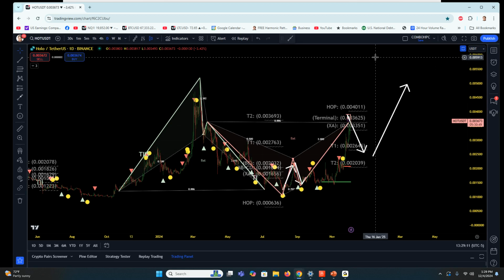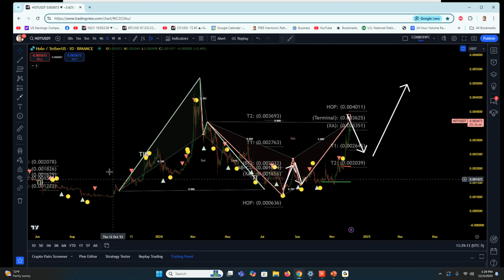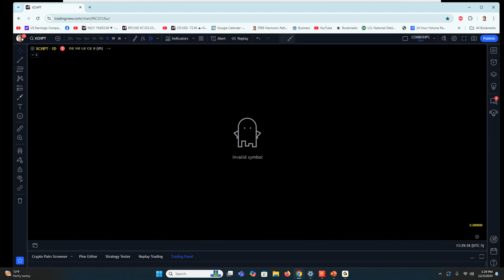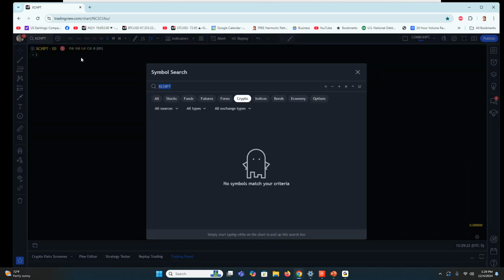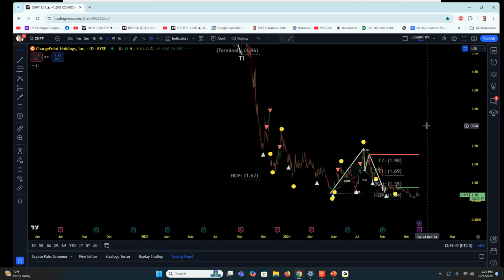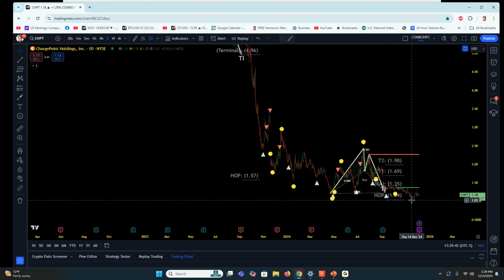Where's HSI? Couple more. Chat point, CHPT. Charge point. I see what you're getting at, man. I mean, that's not bad, but low floater. Low floater. I mean, there could be something there. 104 at the hop, but you can't break 104.